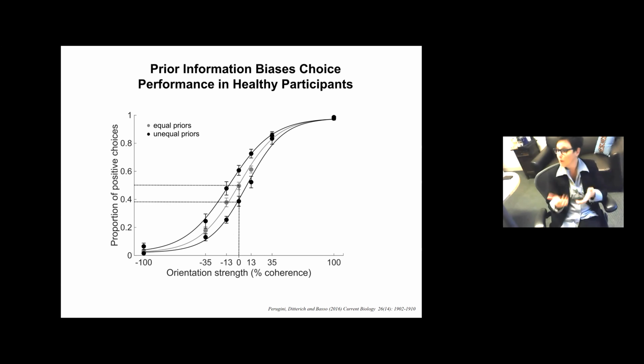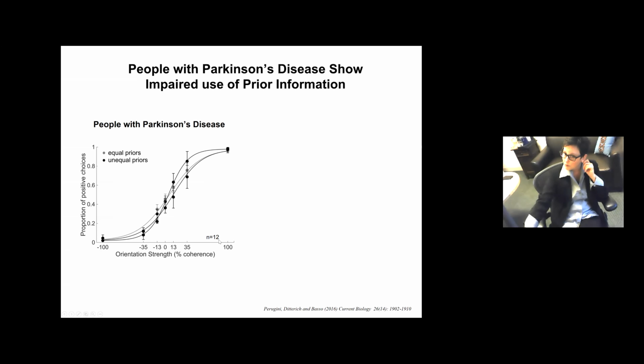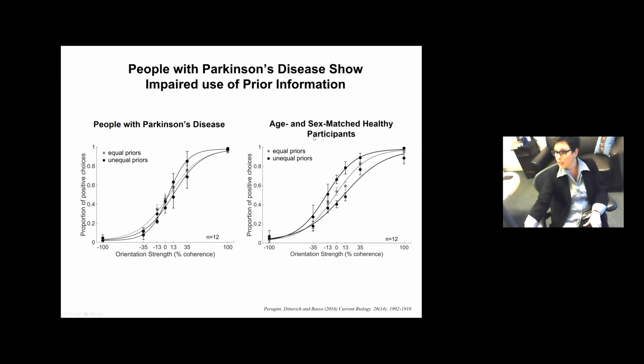And sure enough, it turns out that people with PD are impaired at this. So here's an example now from 12 patients, same task. And what you can see is these curves are all overlapping here. So the participants simply did not use that prior probability information to guide their decision making. They just couldn't do it. Whereas age and sex matched healthy participants had no problem showing decision biases in this condition of statistical probability changes or changes in priors. Right? So that was really interesting.